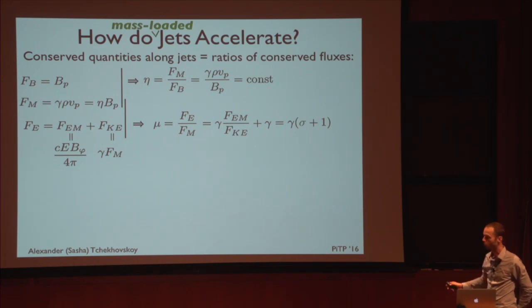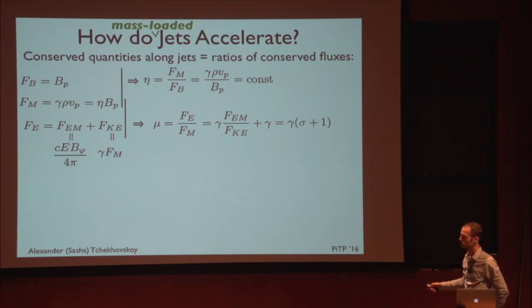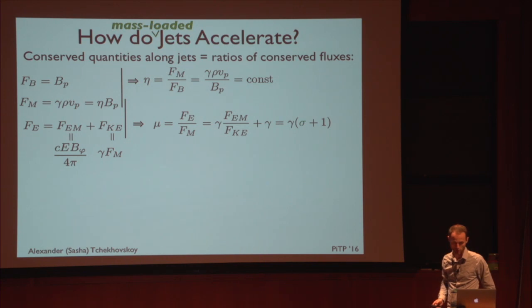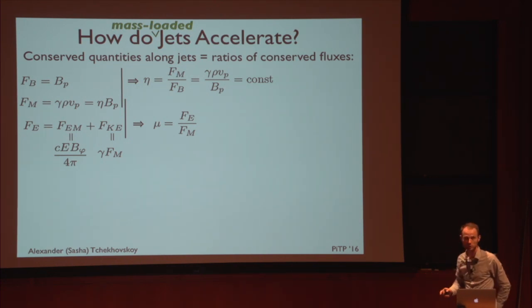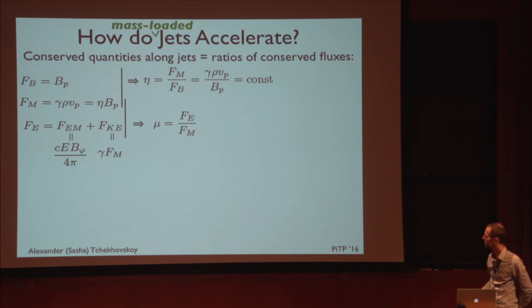So here I show what we already worked through. We have the two ratios, the mass flux per magnetic flux and the energy flux per mass flux, and we have decomposed it into the magnetic part and the kinetic part. Let us now forget about what we've done here. Let us massage the numbers a little bit differently.